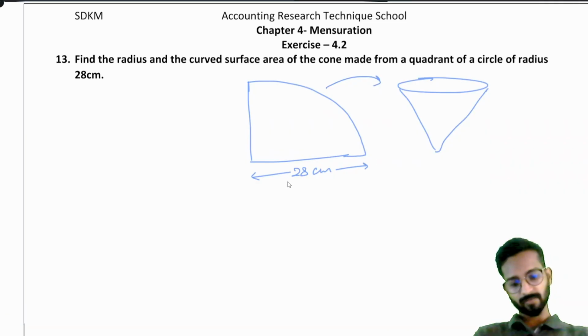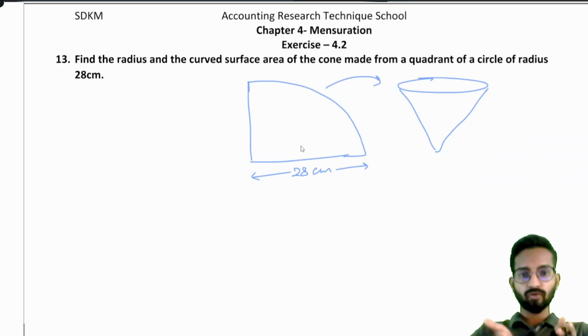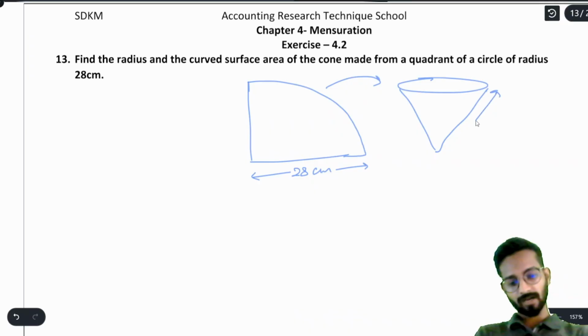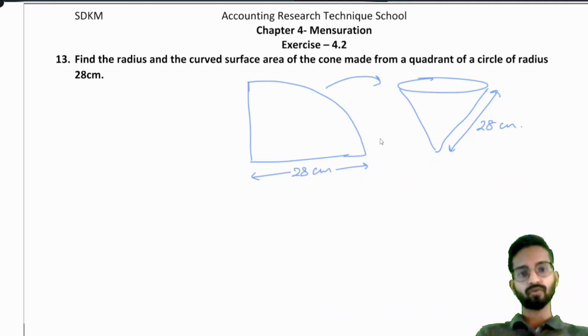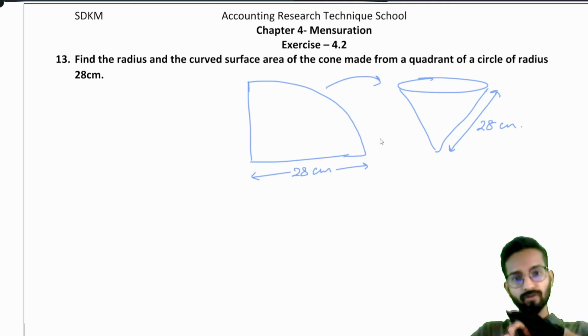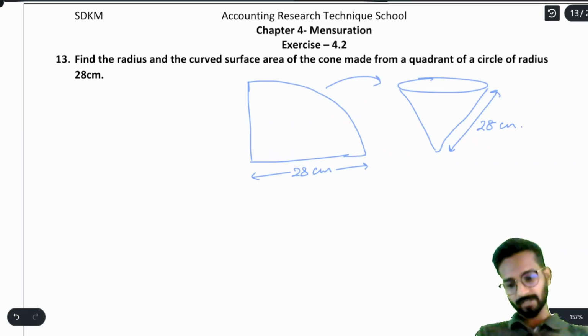It means I can say, the radius of this quadrant, when you fold this quadrant, this 28 centimeter will become the slant height. Understand, this is very important. Do not say that its radius is 28, so the cone's radius is also 28. No. When you are folding the page and making a cone, the radius of this quadrant will become the slant height.